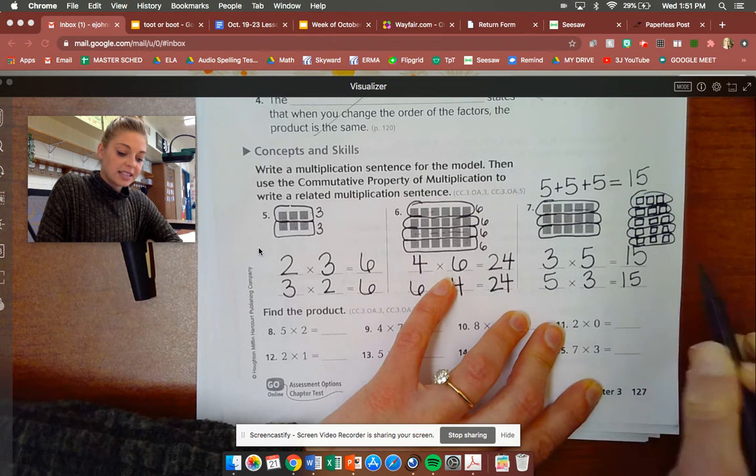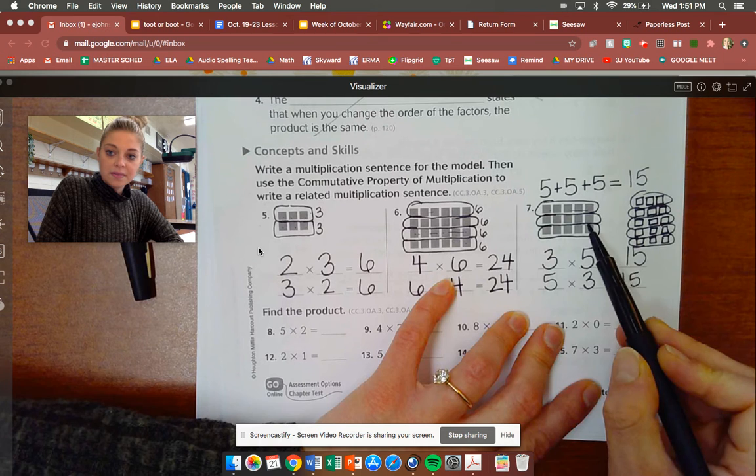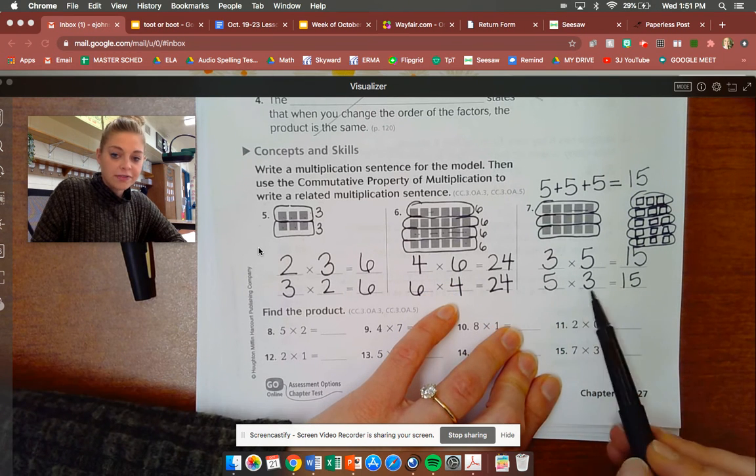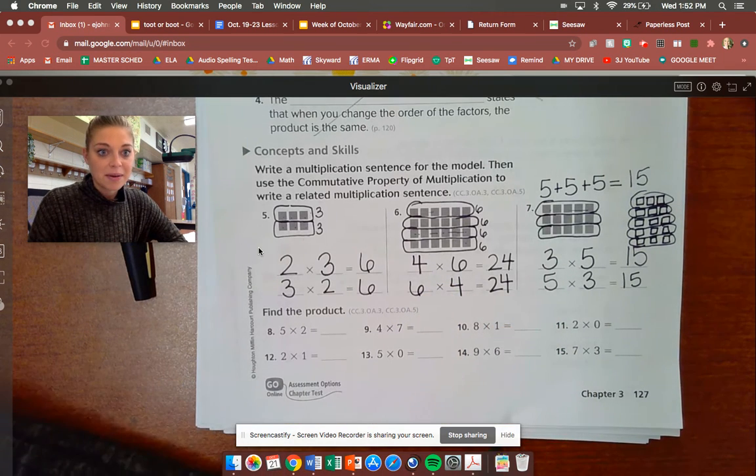Do you see how this array looks different than this one? That is because the numbers flip-flopped. However, you still have the same amount of tiles.